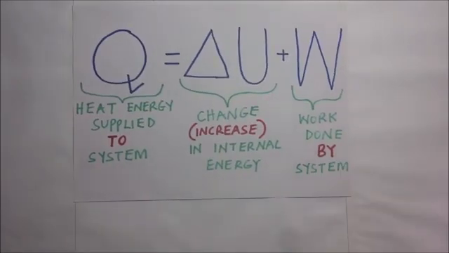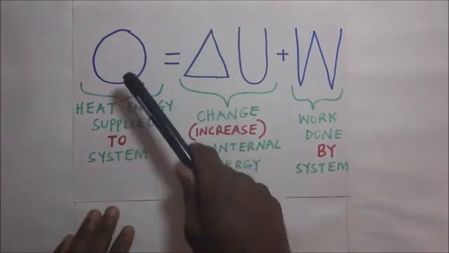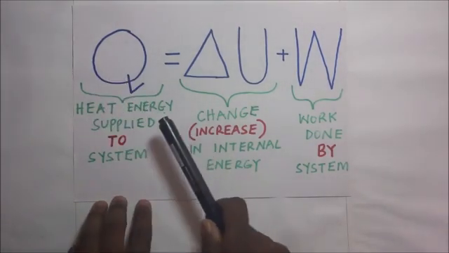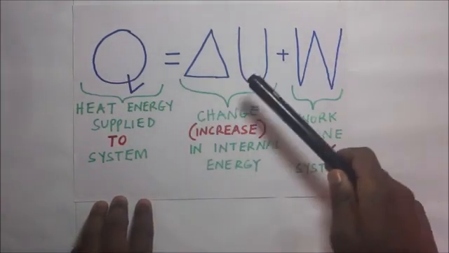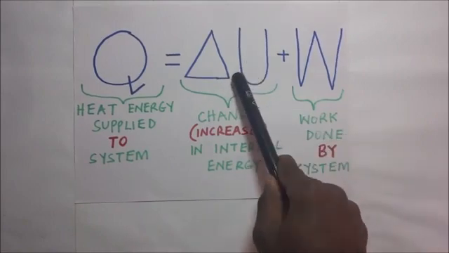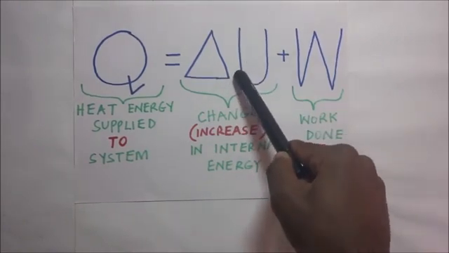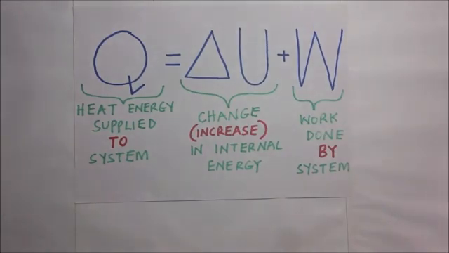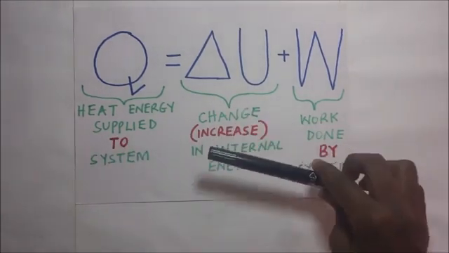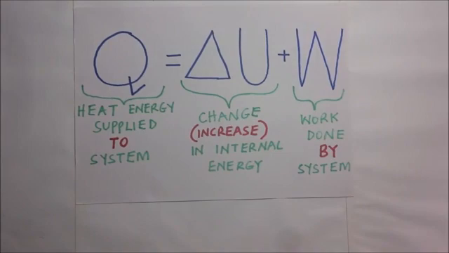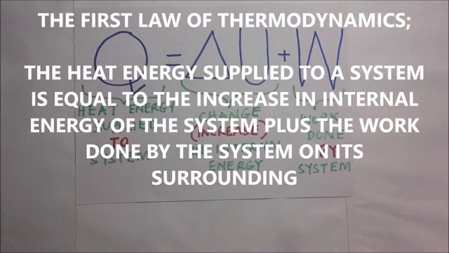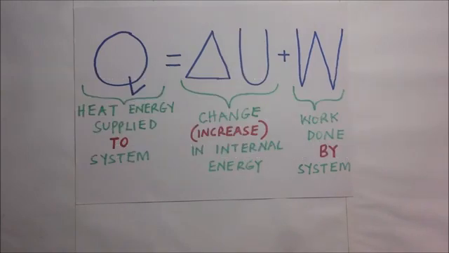This is the kind of version that is preferred by IB and UNEP, and this version states that the heat energy that is supplied into a system is equivalent to the increase in the internal energy of that system and the work done by the system. Now I hope you are taking note of the language here. I said that heat supplied to the system is equal to the increase in internal energy of the system plus the work done by the system on its surroundings. Ladies and gentlemen, this is the first law of thermodynamics.